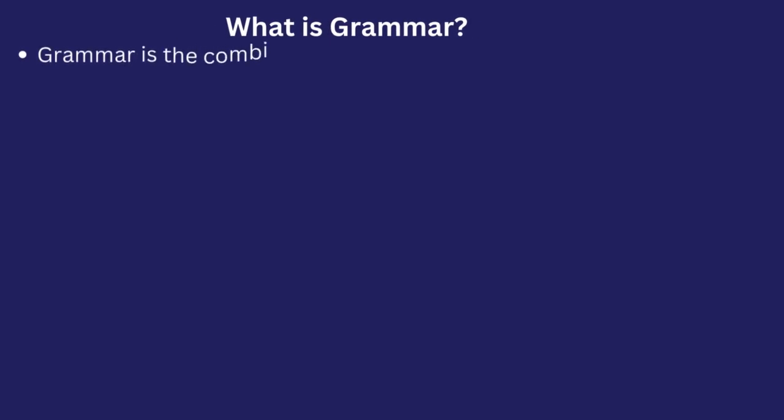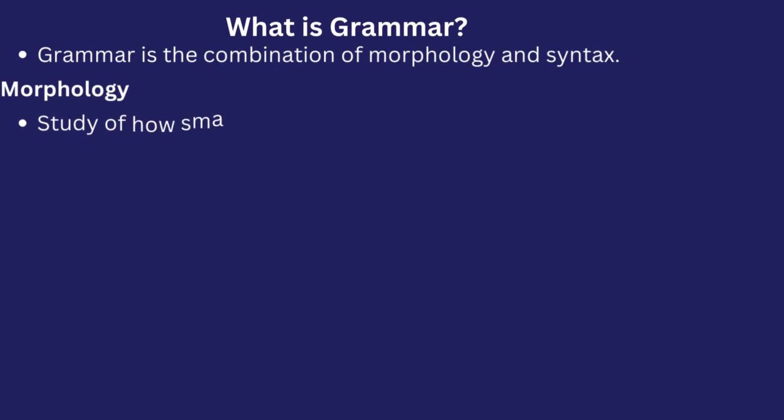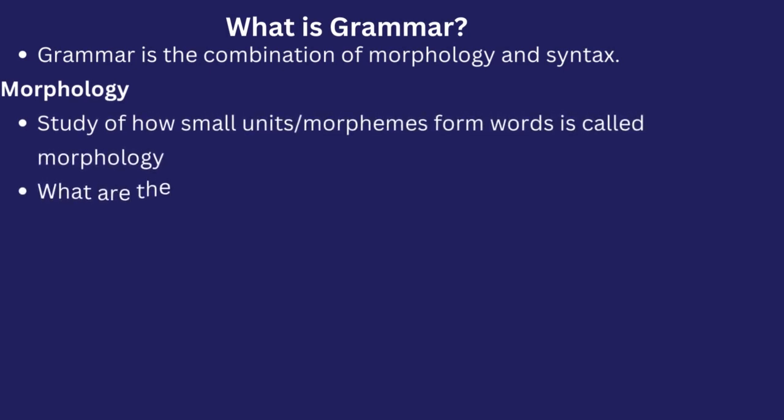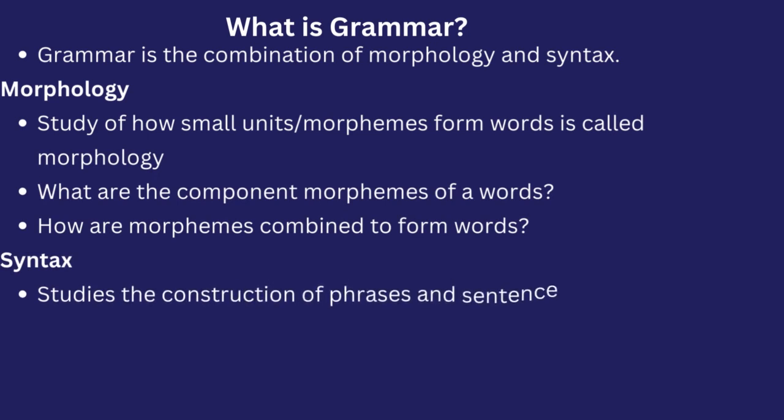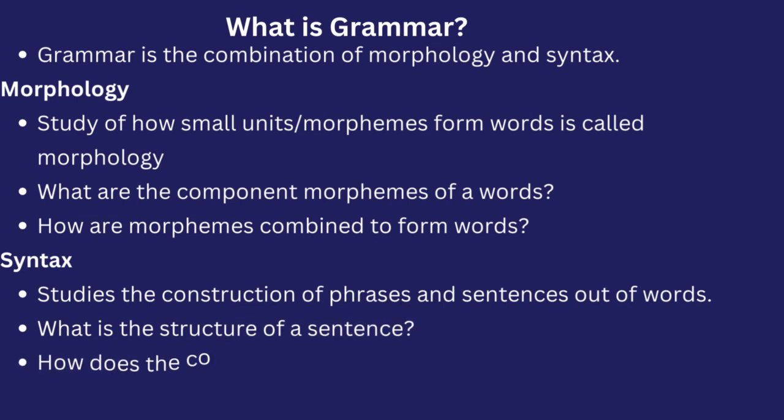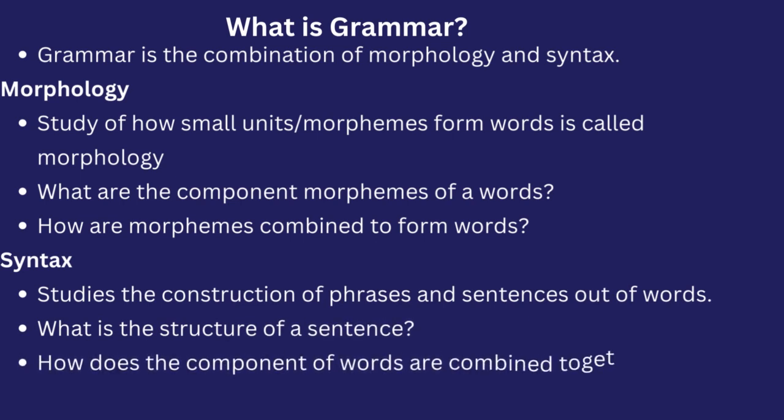Grammar is the combination of interrelated areas of study known as morphology and syntax. The study of how small units or morphemes form words is called morphology. And morphology addresses the following questions. First, what are the components or morphemes of a word? And what is the nature of the morphological operation by which morphemes are combined together to form words?